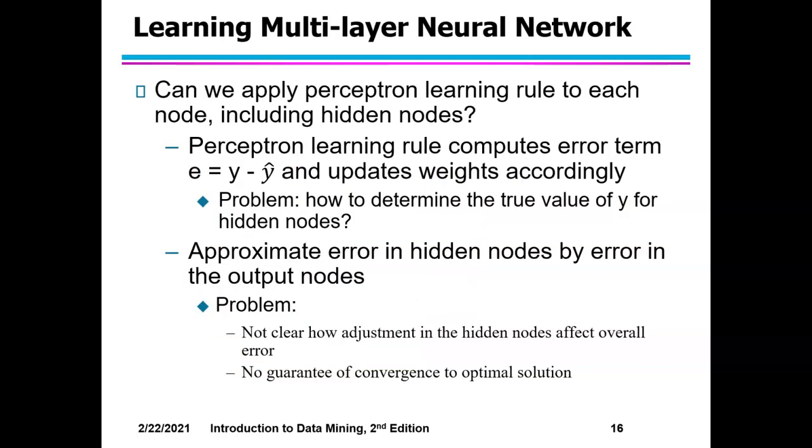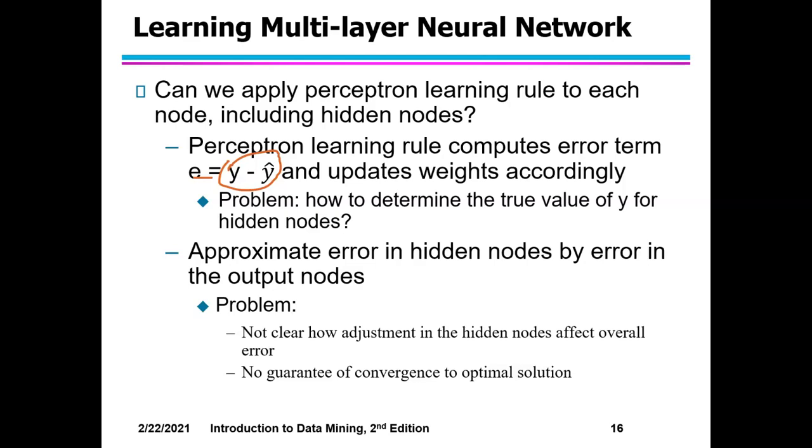Okay, now learning a multilayer neural network. Can we apply the perceptron learning rule to each node, including the hidden nodes? These are the kinds of questions the neural network is asking you, right? And what about the error? As I told you, if the error is 0, you stop there. If the new value minus the old value is 0, then you stop here. If it is greater, then you add to the weights, you increase them. If it is less, then you subtract.